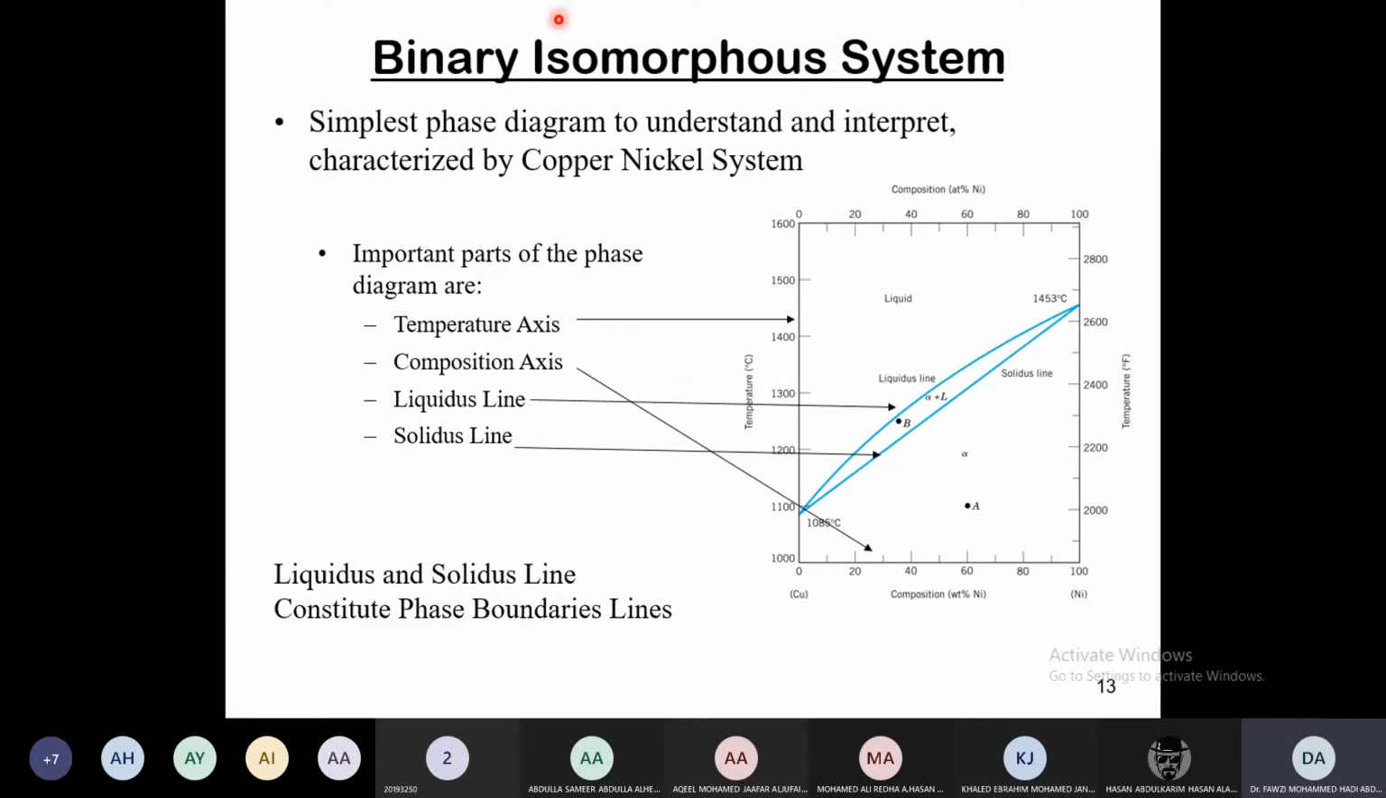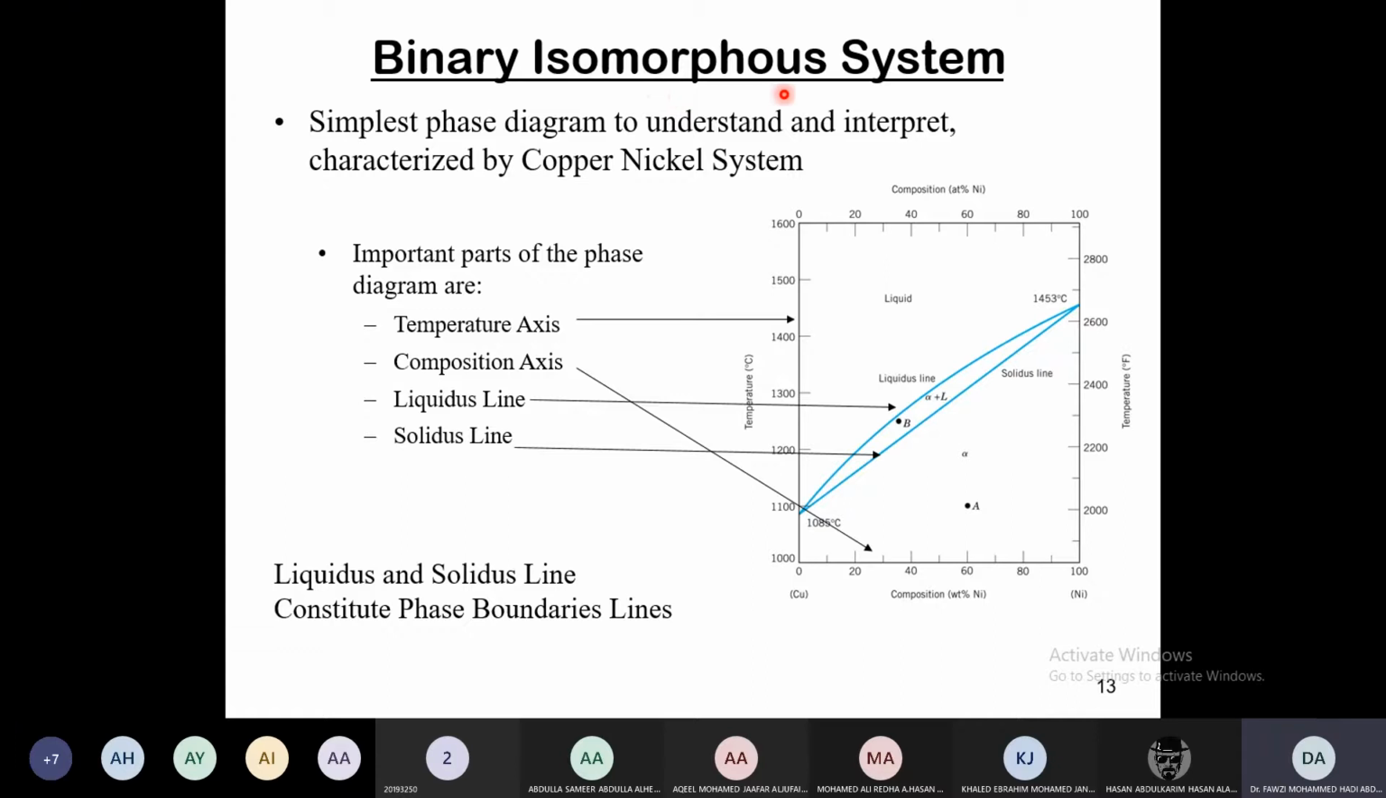Isomorphous, what does isomorphous mean? Iso means basically 1. And morphous comes from the word morphology, and morphology basically means crystal structure. So you are saying iso, yani 1, morphous, morphology, yani 1 crystal structure. So basically you're talking about a system of 2 components with 1 crystal structure only. So the crystal structure is the same. This is what it means, binary isomorphous.